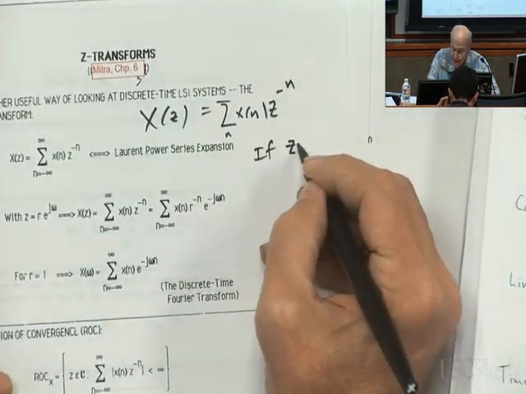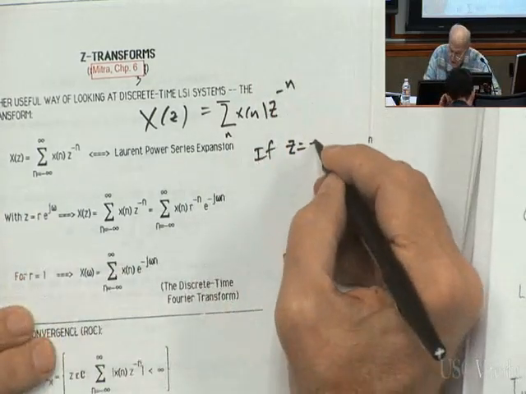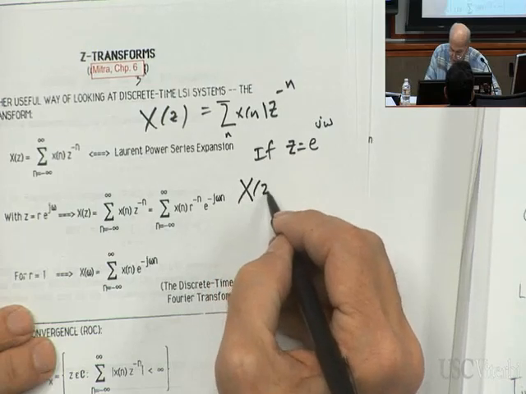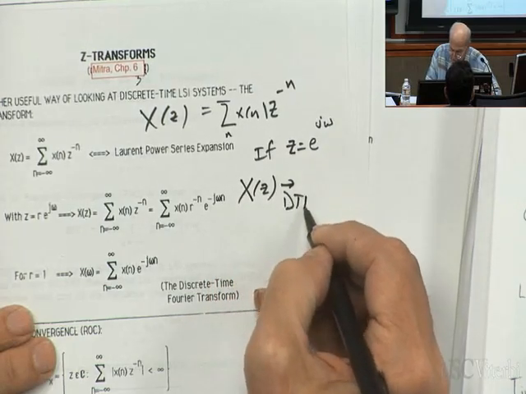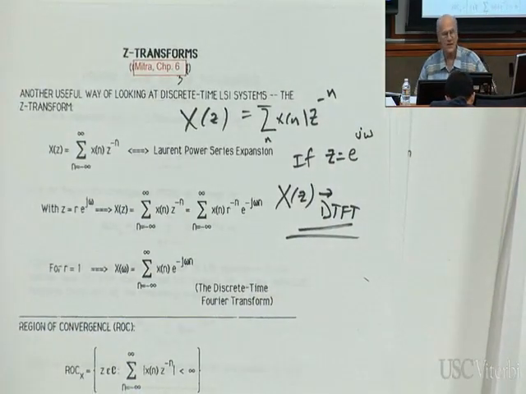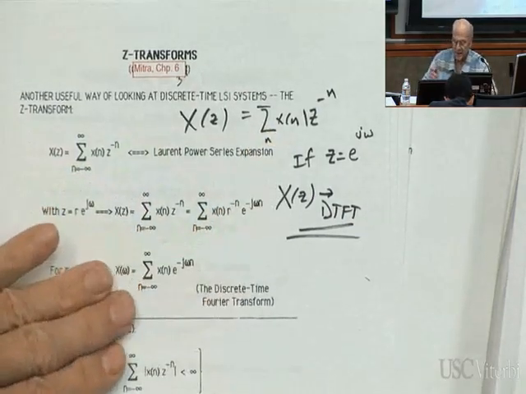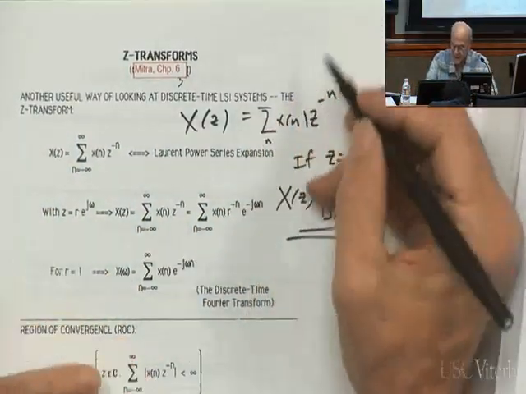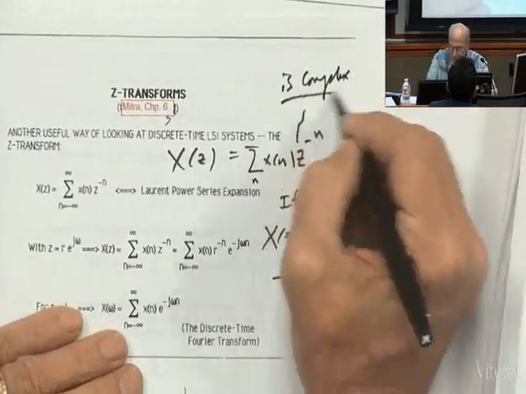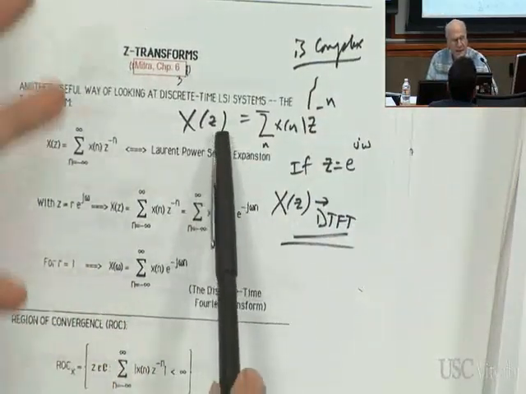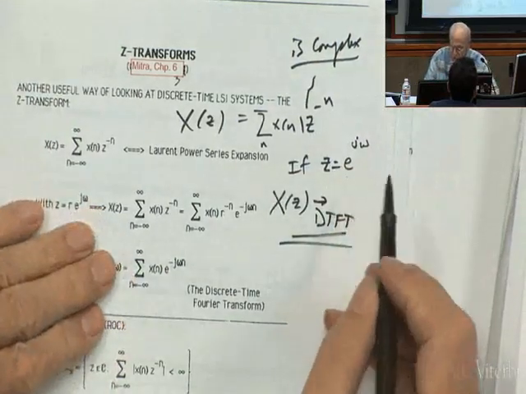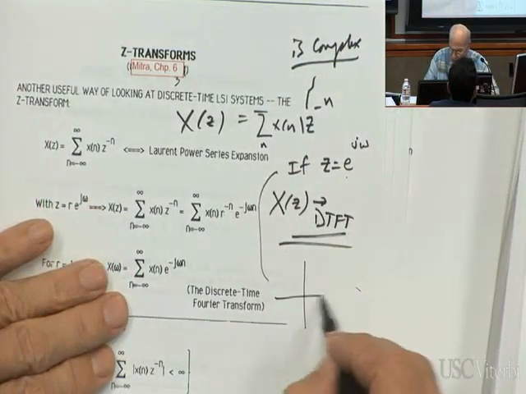And notice that if z, as a special case, is equal to e to the j omega, then guess what? X of z goes back to our DTFT, see? So the Z transform includes the DTFT as a special case. But in the most general case, z is complex. So in other words, the DTFT was just defined with z equal to e to the j omega.